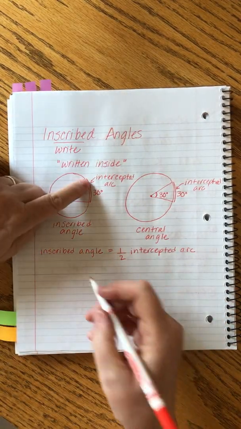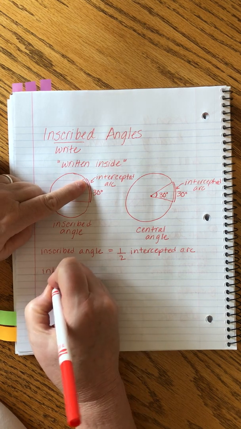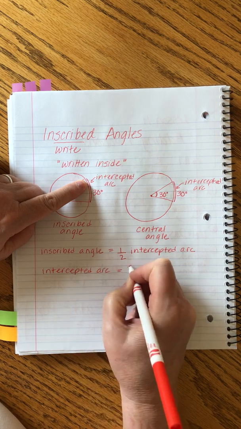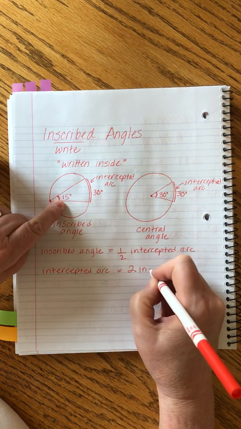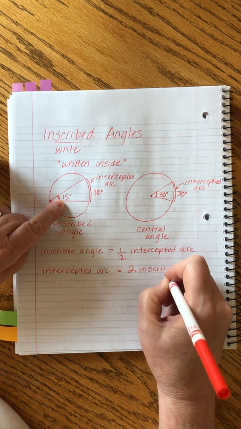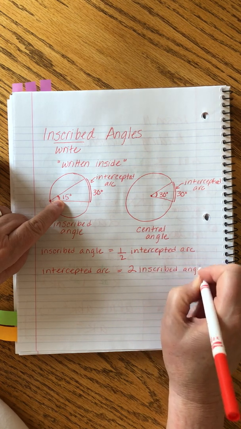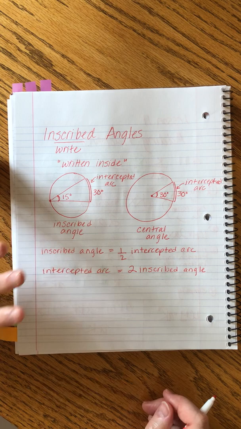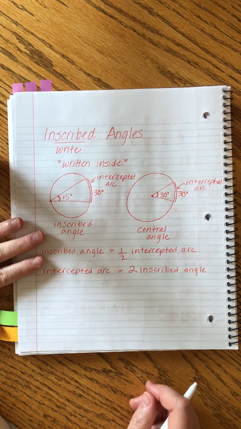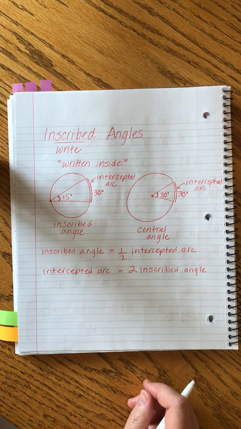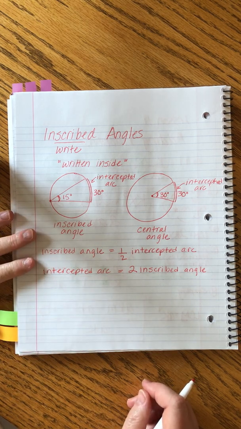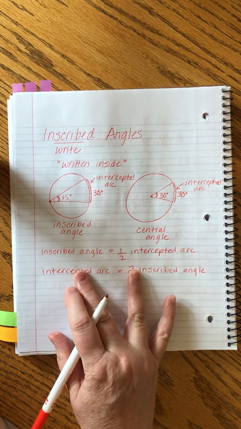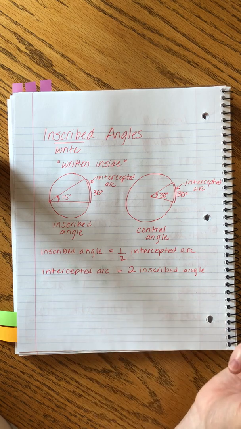Or we can say it the other way around. We can say the intercepted arc equals 2 times the inscribed angle. Right? We're saying the same thing twice, we're just saying it in opposite directions. This information is going to be very helpful to us in setting up some problems. All right? So I'm going to flip my page in just a second, but I'll give you a minute to finish getting this. These diagrams, to me, explain it better than the words, but the words help too.